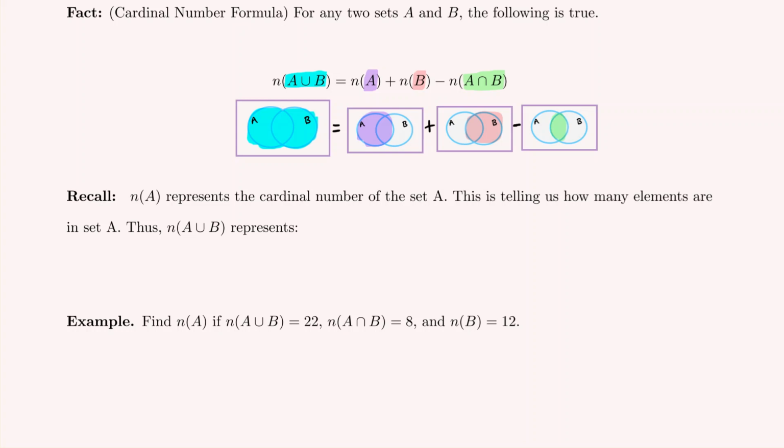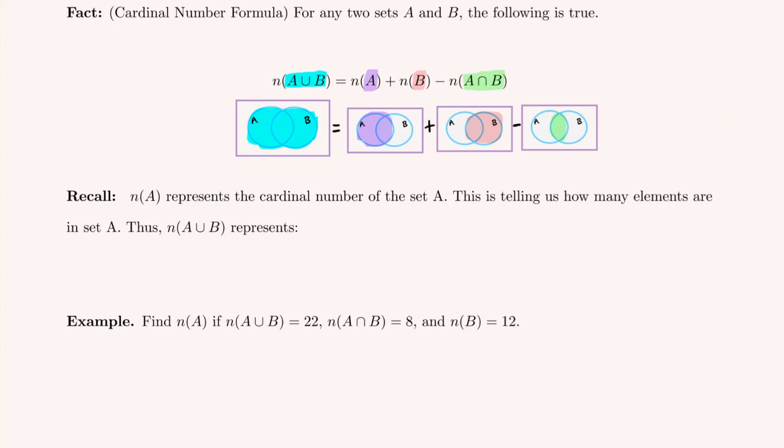So we'll read the statement once more, and then we'll make sense of it, and pay attention to the Venn diagrams as I read through. The number of elements in A union B, which is the part of the Venn diagram highlighted in blue, is equal to the number of elements in A plus the number of elements in B, and then subtracting the number of elements in their intersection.